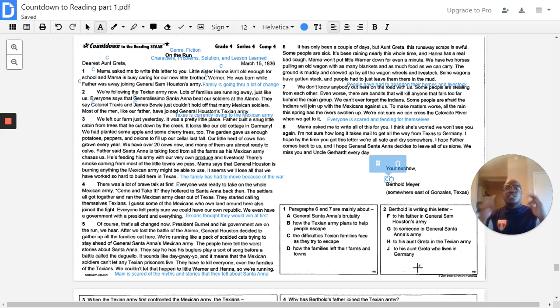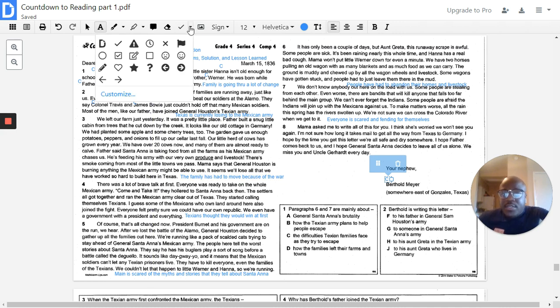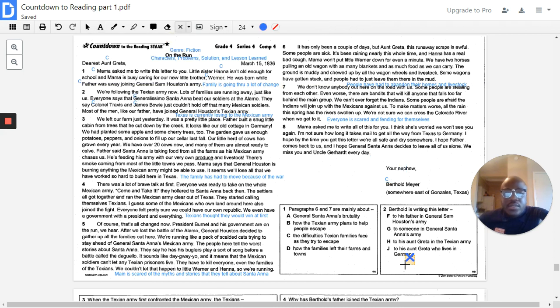All right, so let's go back up to where we first met Aunt Greta. Up here it says dearest Aunt Greta, so we know we can eliminate, if a letter says dearest or to or dear, that's who the letter is being written to. So he's not writing it to his father, and he's definitely not writing it to someone in General Santa Anna's army. Is it to his Aunt Greta who's in the Texian army, or to his Aunt Greta who lives in Germany?